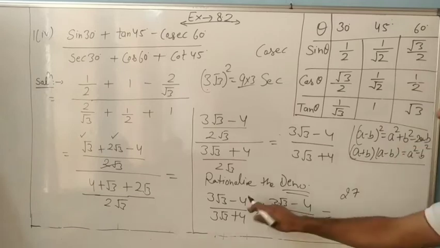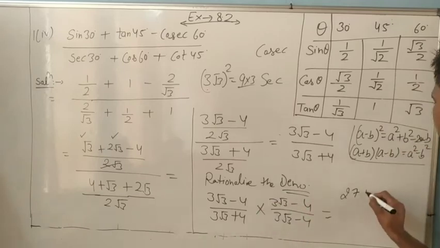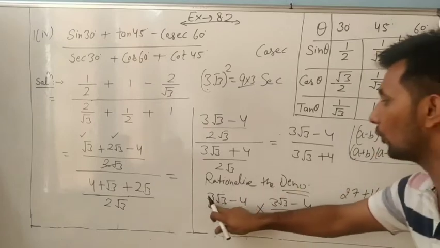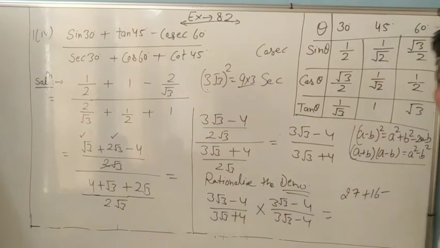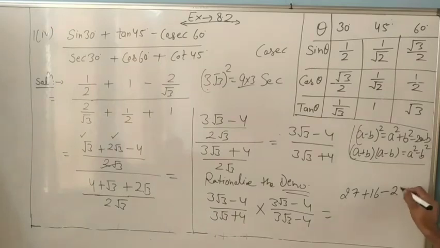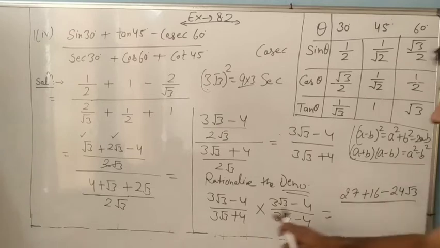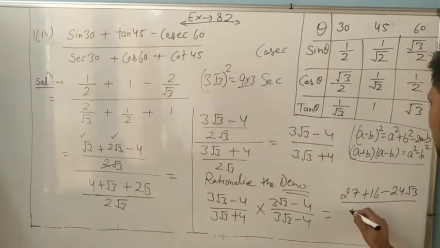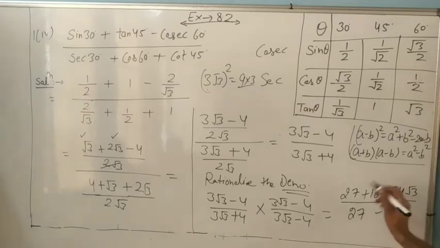Now B square: B is plus 4, B square is 16, minus 2 into A: 2 into 3 is 6, 6 into 4 is 24, so 24 root 3. Now A square minus B square: A square, 3 root 3 square is 27, minus 16, and that is your answer. You can check it: 27 plus 16 is 43.